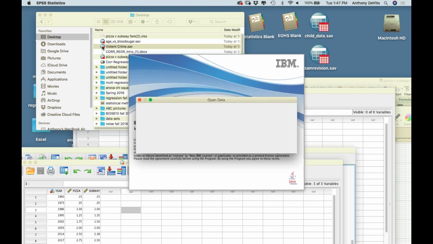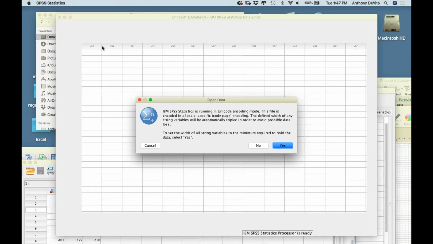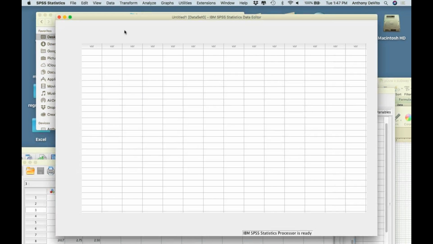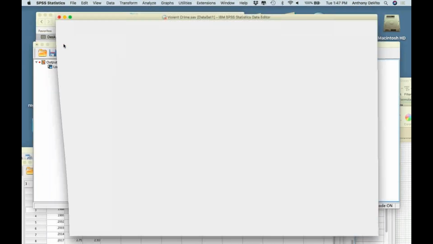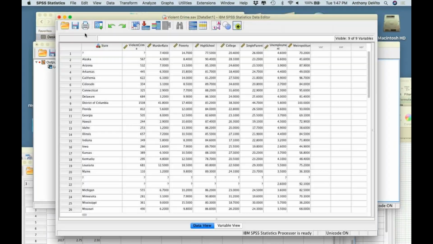First thing we're going to do is examine the data, because everything we do with the data is based on what kind of data it is, what the data type is, whether it is numerical, categorical, and so on. You can just say yes to that Unicode warning. It's an older data file in a newer version of SPSS. That's why it does that.